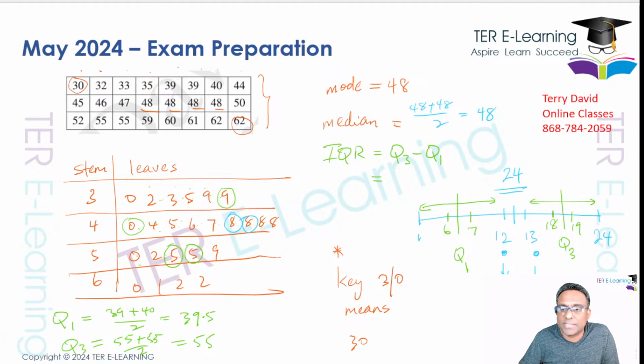So in this case, it's going to be 55 minus 39.5. You all got something slightly different there. I'm getting 15.5.